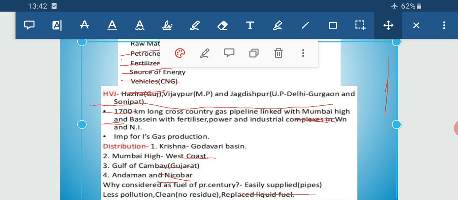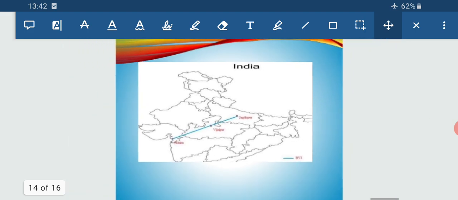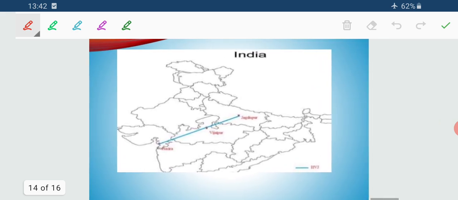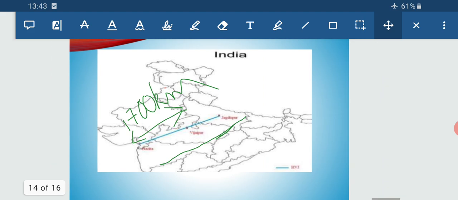Now the next is electricity. Okay, let me just show you the gas line, that is the pipeline for natural gas from Hajira, which is in Gujarat, to this part. This is the 1700 km cross country gas pipeline. Now next we will proceed to electricity.